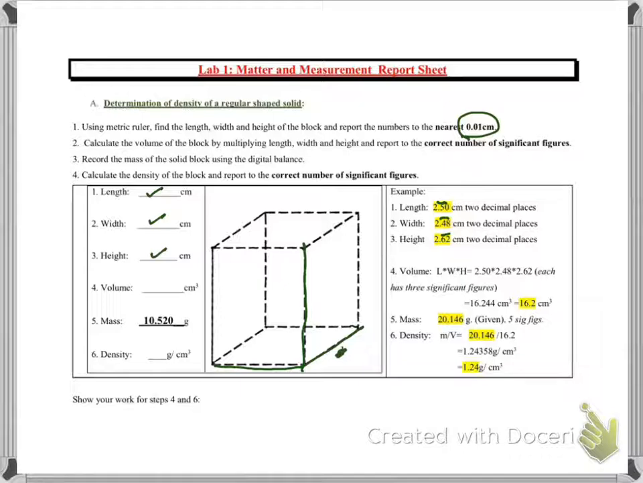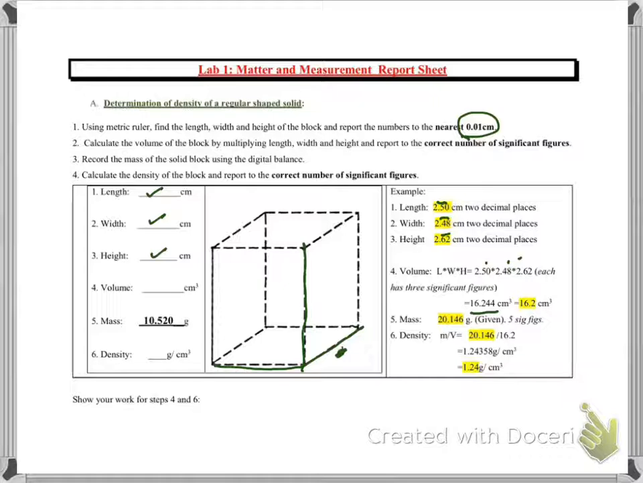You have to calculate the volume, which is, since it's a block, it's a cube or cuboid shape. You find the volume by multiplying length, width, and height. So now you're multiplying these three numbers. Then once you multiply these three numbers, this is what you see in your calculator.